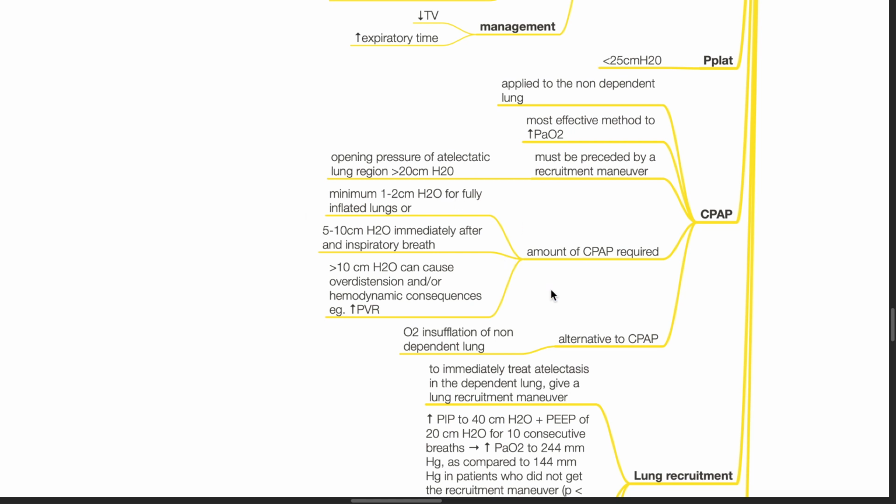Amount of CPAP required is minimum 1 to 2 cm H2O for fully inflated lungs, or 5 to 10 cm H2O immediately after an inspiratory breath. If it is more than 10 cm H2O, this can cause over-distension and/or hemodynamic consequences such as increased PVR. An alternative to CPAP is oxygen insufflation of the non-dependent lung.